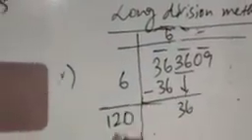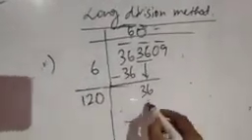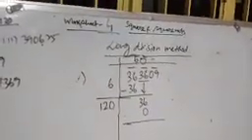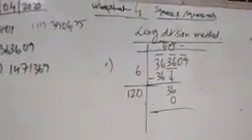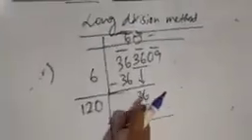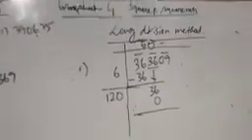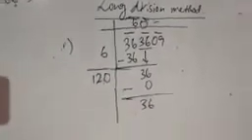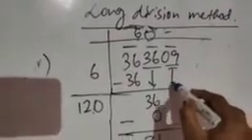Clear? So here we will put 0, and here also 0. That means 0 into 120 will be 0. Only then we can subtract from 36. Except 0, no number can be put, because if we put numbers other than 0, we cannot subtract that from 36. Clear? So 0 into 120 is 0, subtract, this is 36. Clear? Next, the two-digit number 09.